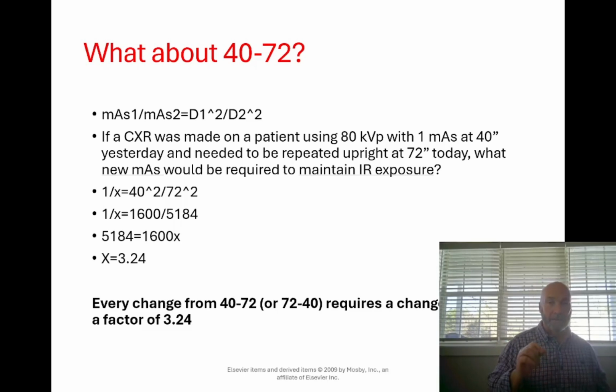The laws are always the same, so now you don't have to ever work this again. If you go from 40 to 72 inches, it's always going to be a factor of 3.24. If you go from 72 to 40, it's going to be a factor of 3.24. Just don't forget to go in the proper direction. So if you increase your SID, your technique always has to go up. If you're increasing from 40 to 72 inches, your technique always has to go up by a factor of 3.24. If you're going from 72 to 40, your technique has to go down by a factor of 3.24 every single time.